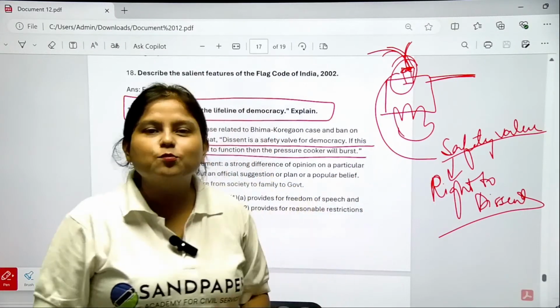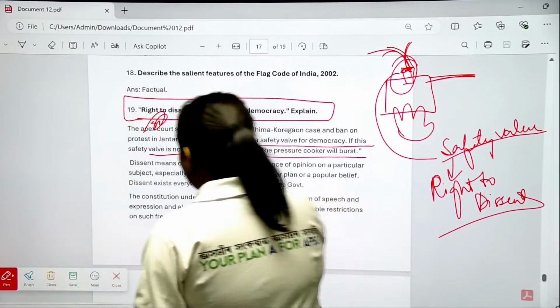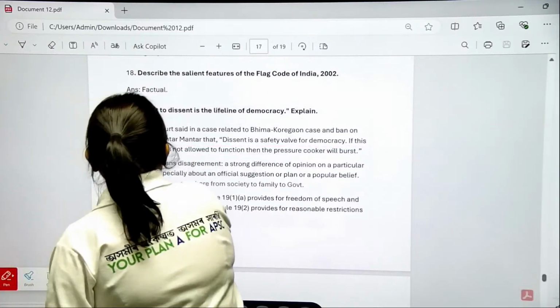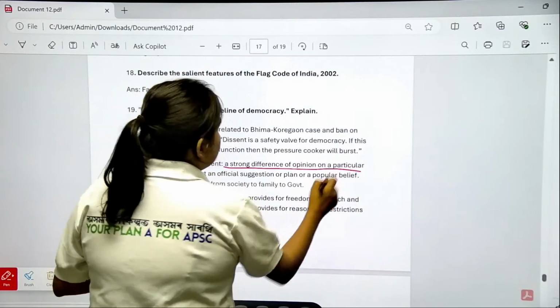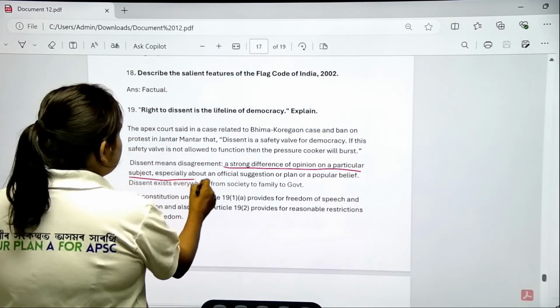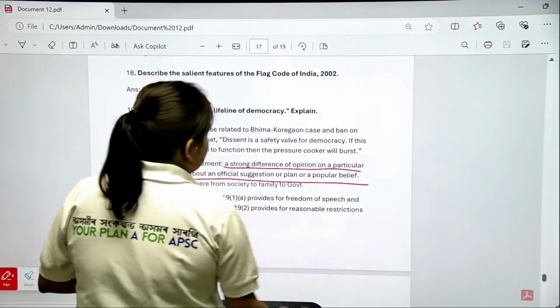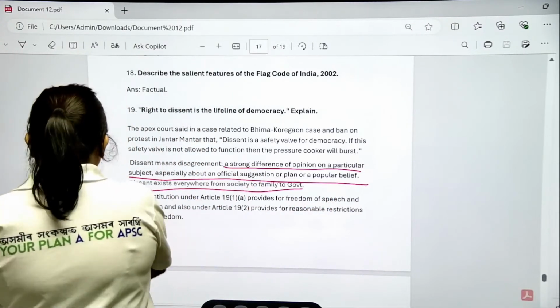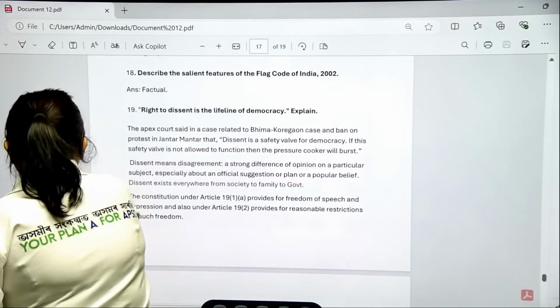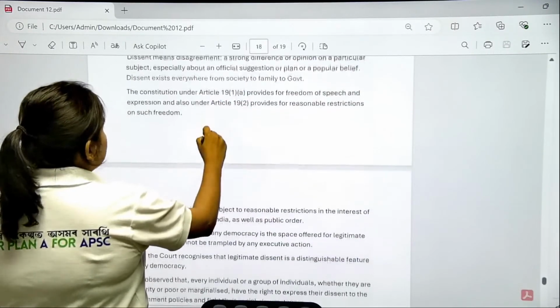This is what the Supreme Court said. What did the Supreme Court say? The apex court said dissent means disagreement, strong opinion, difference of opinion on a particular subject, especially about an official suggestion or a plan or a popular belief. Dissent exists everywhere, from society and family to government. Okay? So what is its manifestation?